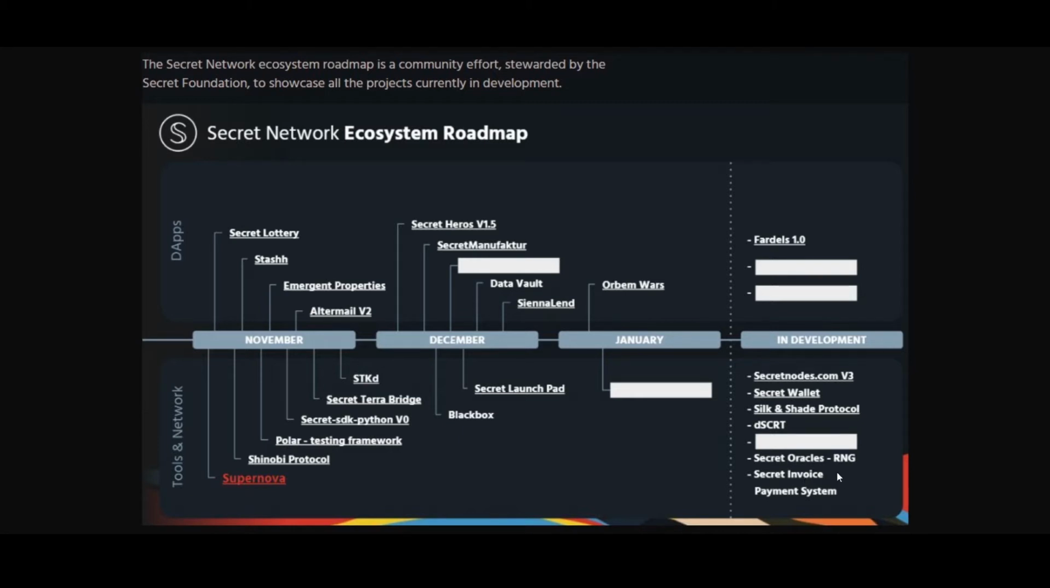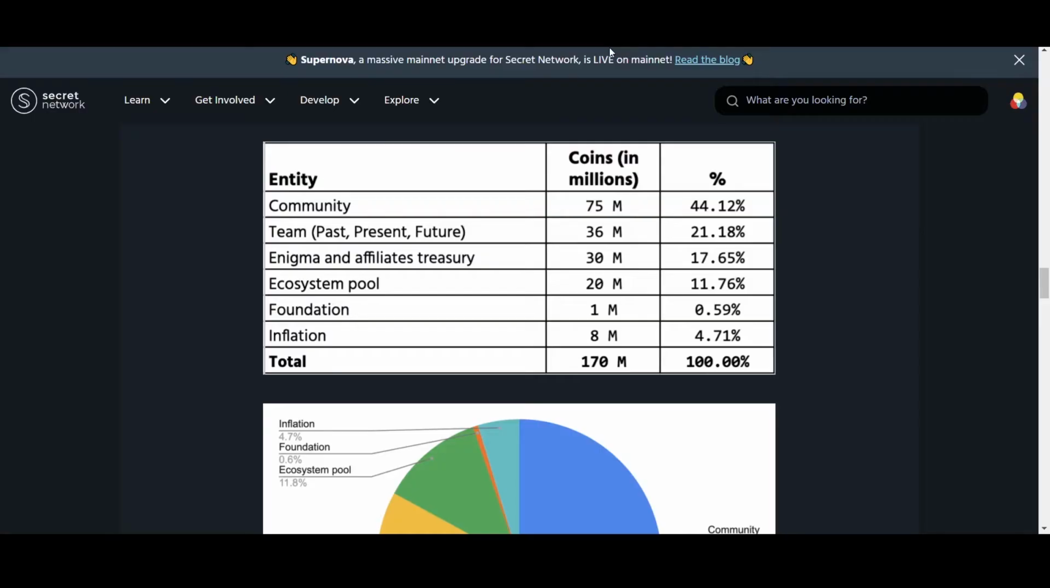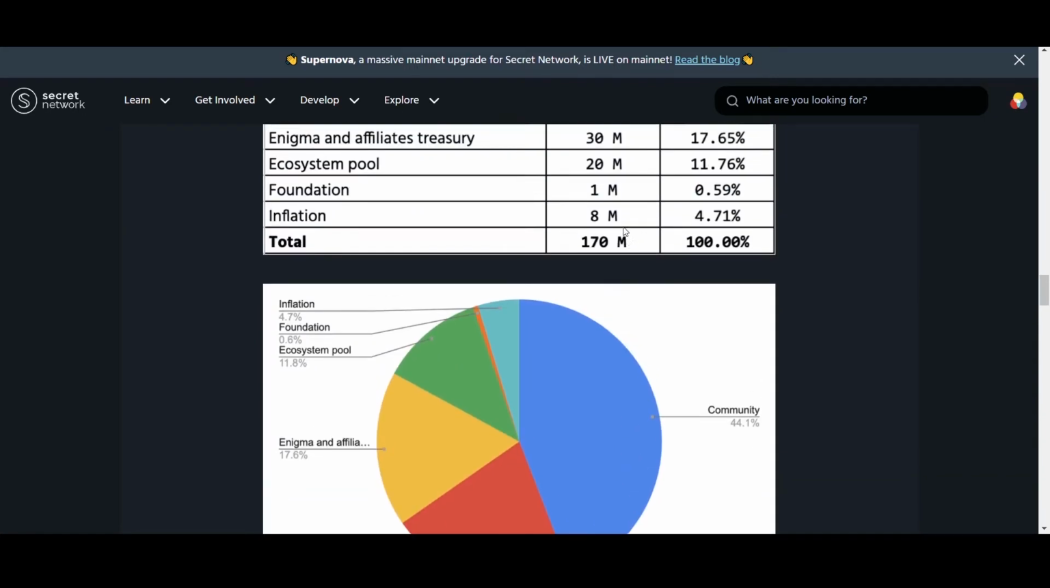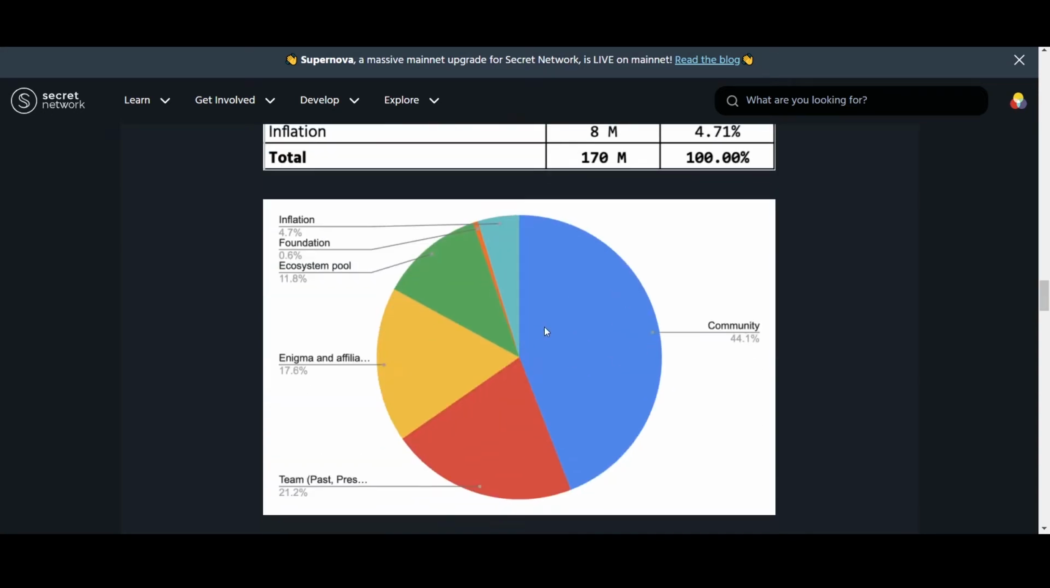There is also a secret invoice payment system planned to be introduced. So it's a very nice future ahead for this blockchain. Let's get into the Secret Network tokenomics, and we can find that inflation at 4.7% is nothing that may scare us. Coins in millions are about 170 million in total, so it's not very bad for the ecosystem, I would say.